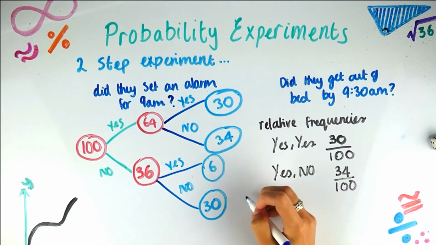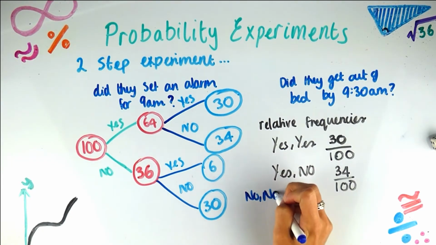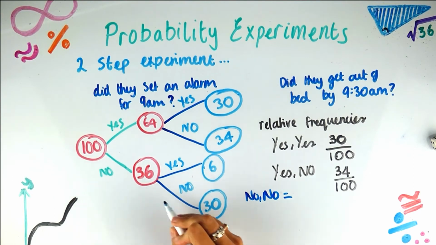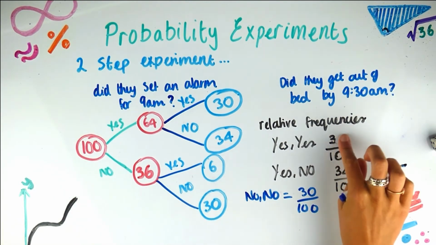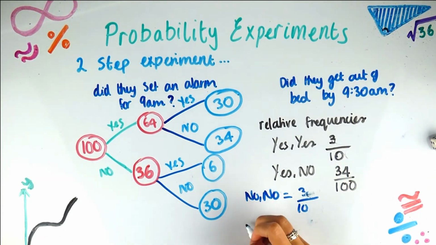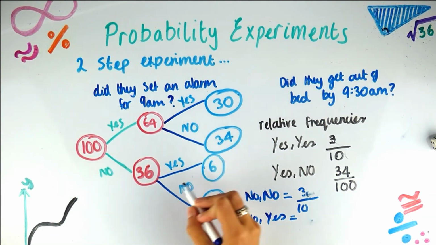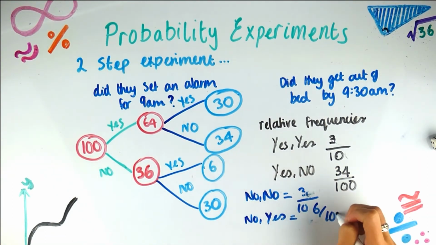What if we look at no and then no? What's the relative frequency of that? So no and no is 30. It's out of 100, so we can cancel these down. What about no and then yes? What's the relative frequency of that? No and then yes. That is 6 out of 100. So they can all be simplified down a bit, but that's how you'd use a tree, which can be really helpful to work out relative frequencies sometimes.